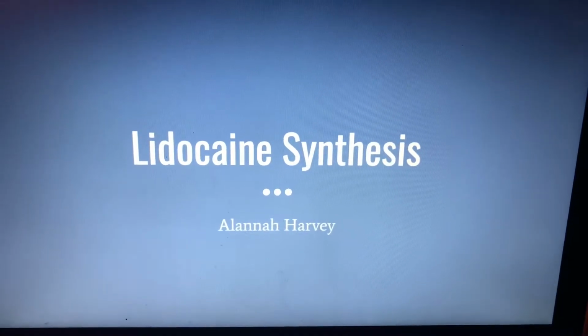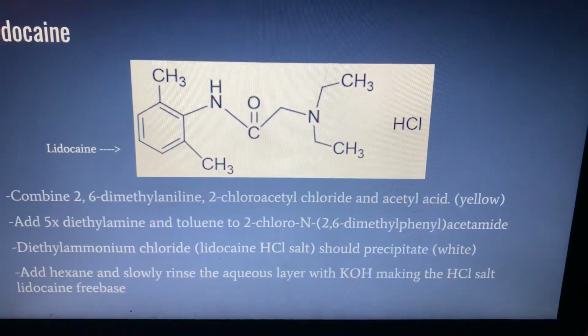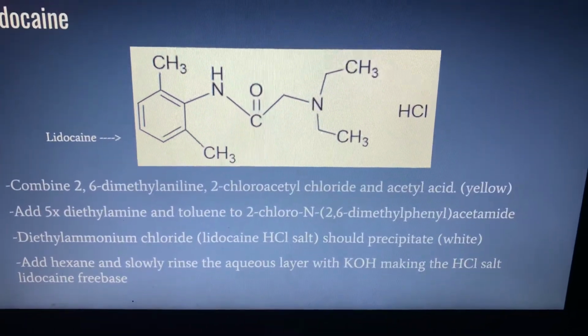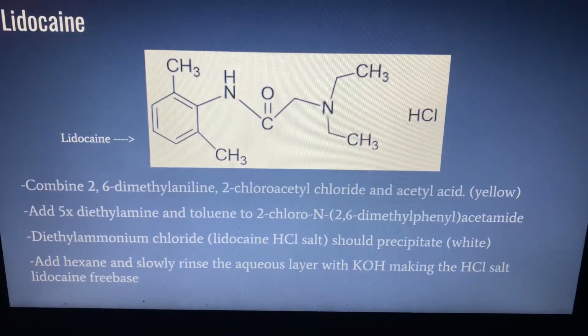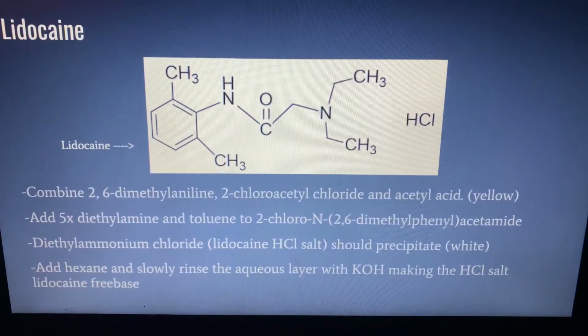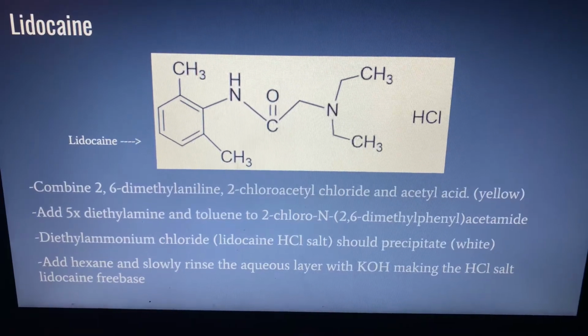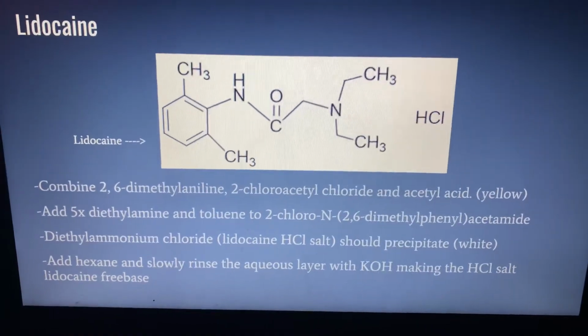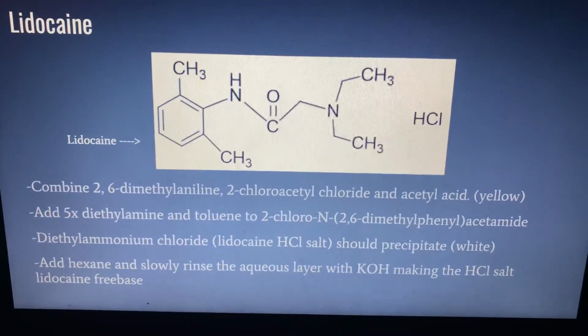Today we're going to be going over lidocaine synthesis, and to begin you want to start by combining 2,6-dimethylaniline with 2-chloroacetyl chloride and acetic acid. It gives a yellow color, you'll notice, and then you want to give this flask a gentle swirl and put it on a hot plate for about roughly 4 minutes.